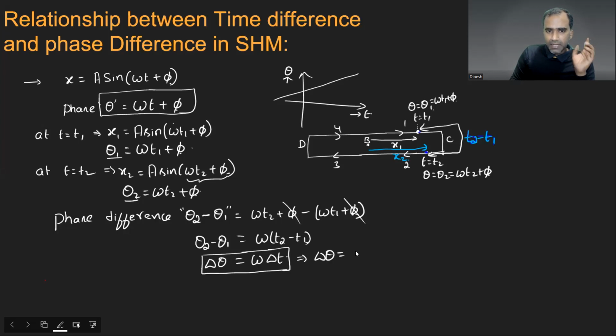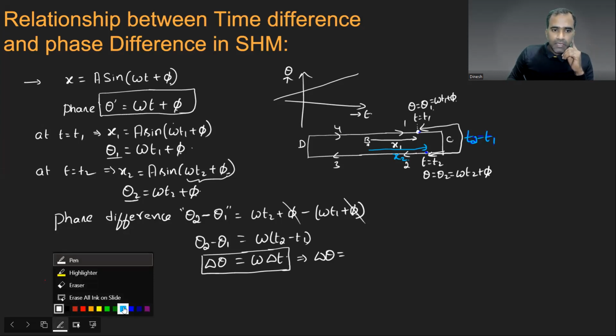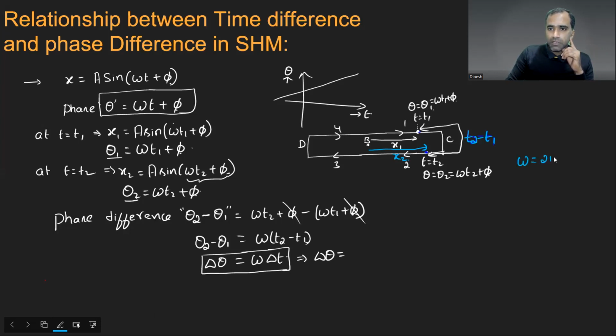Can you tell me any formula for omega? Can we write omega in terms of capital T? Omega, angular frequency, is 2 pi by T. Very good, 2 pi by T. Or you can also write it as 2 pi f if you want to write it in terms of small f. Okay. So delta theta is equal to, can we write it as, 2 pi by T into delta T?